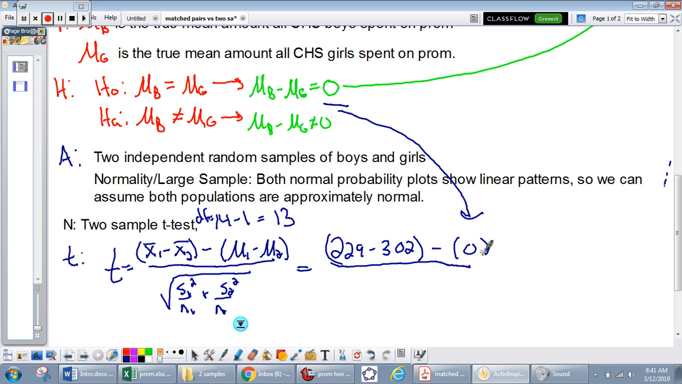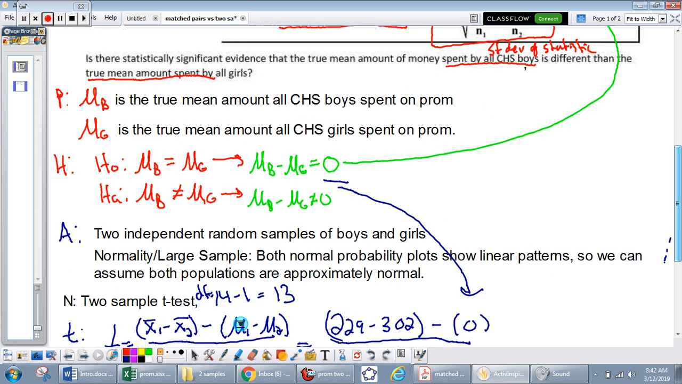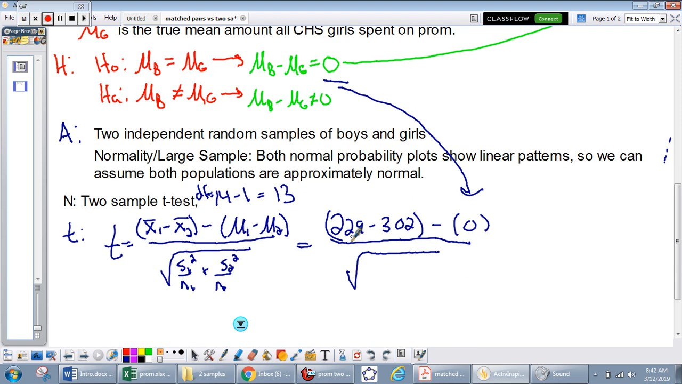I'm just assuming that their difference is 0. Okay, divide by, and now we have to do s1 squared, so that would be 45 squared over 14 plus 89 squared over 15. All right, from here we're going to the calculator. We're not going to do this by hand. Too many spots to make mistakes.